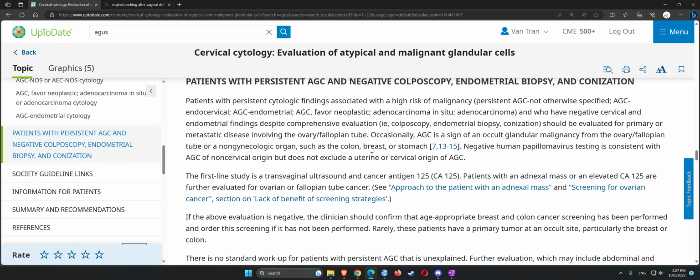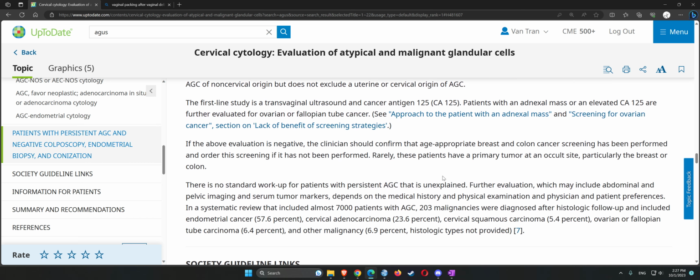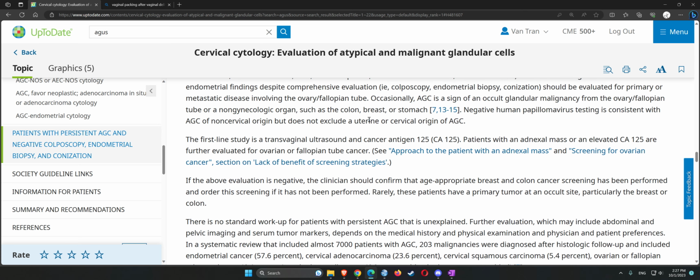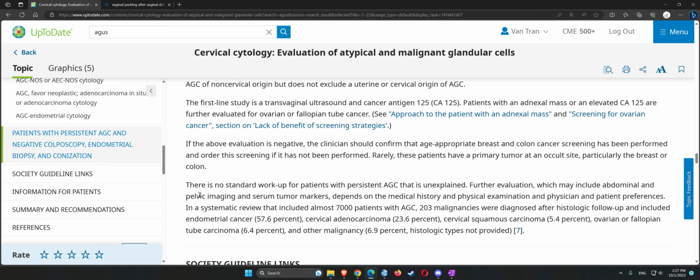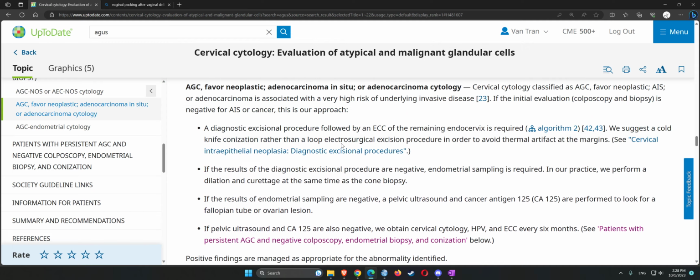It's not screening though. It's because she has symptoms. You're working her up for ovarian cancer, basically. Yeah. Okay. Sure, that makes sense. Well, it also says there's no standard workup for patients with persistent AGC that is unexplained. So you can consider doing these things, but there's no standard workup. Right. Okay. Yeah. Just FYI.